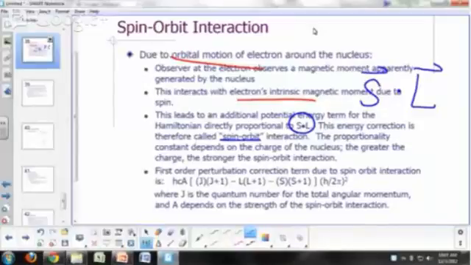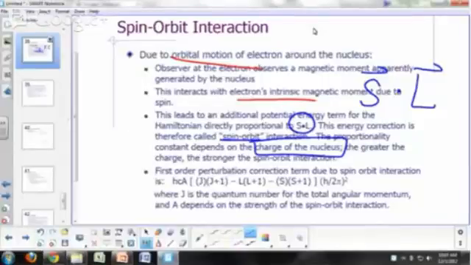Now, it's directly proportional to that dot product. The proportionality constant depends on the charge of the nucleus. So the greater the charge of the nucleus, the more we cannot ignore spin-orbit interaction. Okay, this tends to be small for hydrogen, helium, but as you get to large atoms that have more protons in the nucleus, the spin-orbit interaction is something that you can no longer ignore.